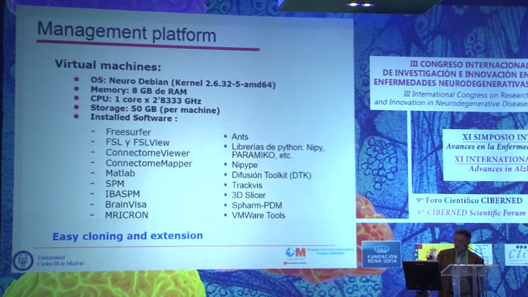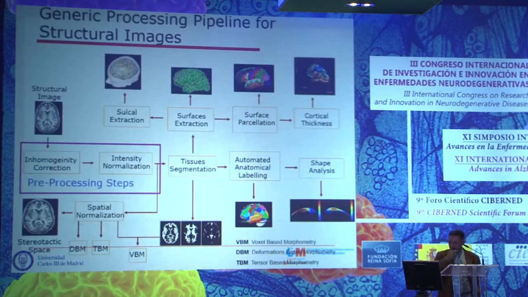And these virtual machines have installed many of those packages I've mentioned before, and they are very easy to clone and to extend. So what we've done is to define a set of, let's say, generic processing pipelines in which we have selected what we consider are the best algorithms from all the different packages. These standard processing pipelines come from many different algorithms. We made a lot of tests in order to make sure which is better. And these things become frozen and can be used again whenever you want.